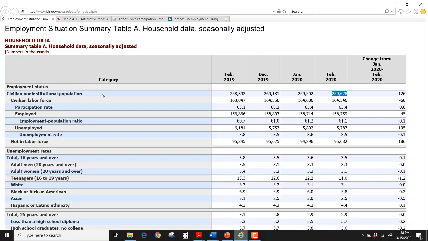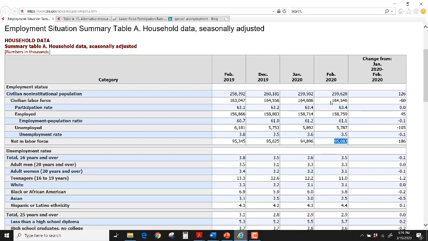So they might be in prison. Also, it's only the civilian population. Military is kind of treated separately because they're not available to do civilian jobs. Okay, and then of that group, there's the labor force, which remember is those who are working or looking for work. And then we can derive from that the idea of labor force participation, which we'll talk more about in just a few minutes, and the number of employed, the number of unemployed, the unemployment rate, the number not in the labor force.